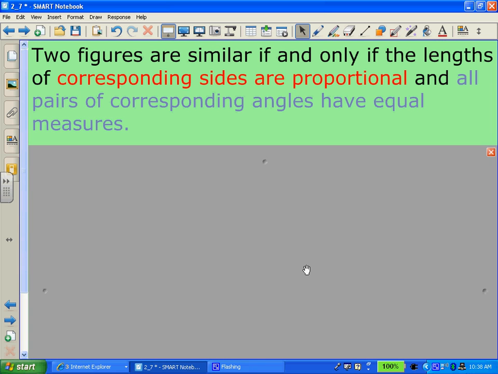So in order for 2 figures to be similar, they have to meet 2 qualifications. One, all of their corresponding sides have to be proportional. We'll talk about what that means in a second. Also, all of their corresponding angles have to have the same measure. So it has to pass those 2 things before we can say that they are similar.